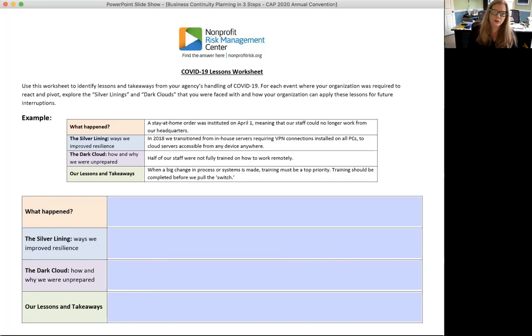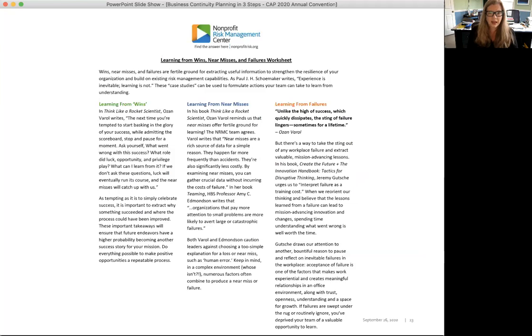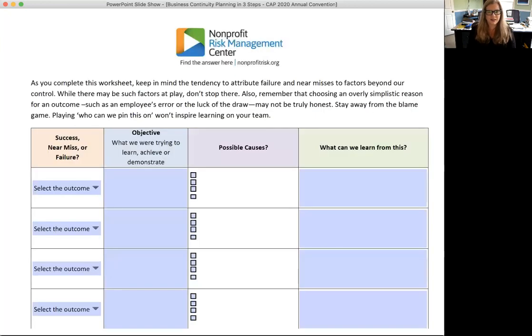You can use this worksheet to capture the silver lining. There's always a silver lining in any crisis or catastrophe or disaster. There's usually a dark cloud, and it's a way to capture those lessons and takeaways. Many times after an experience, we say to ourselves, I won't do that again, or I've learned my lesson. But if we don't take time to write things down, we often don't learn from the experiences we have as leaders of organizations. And then this is also part of that worksheet, learning from wins, near misses, and failures. Another tool that I hope you'll consider using to capture those lessons from these various experiences.